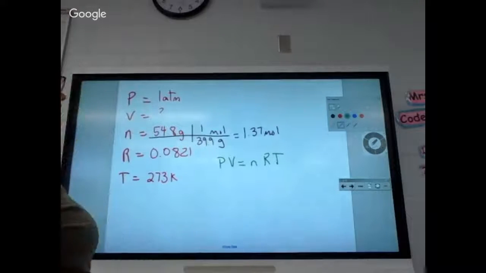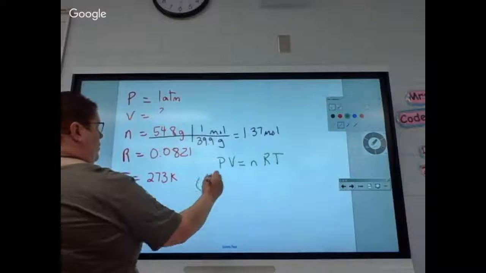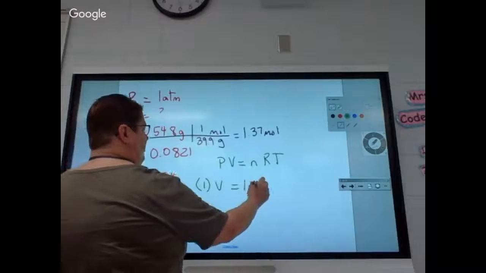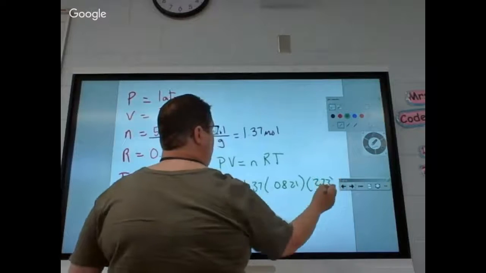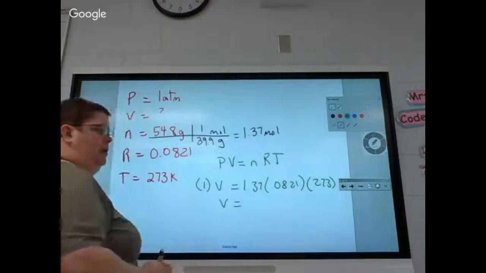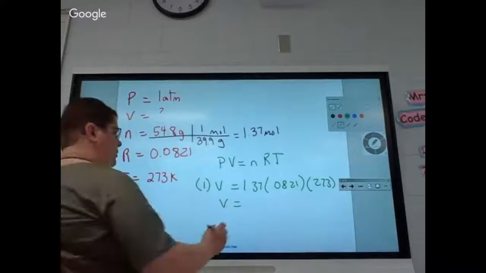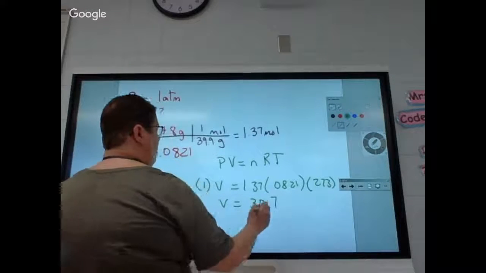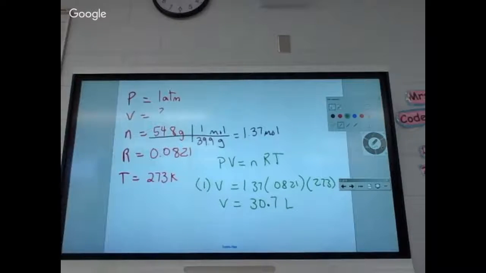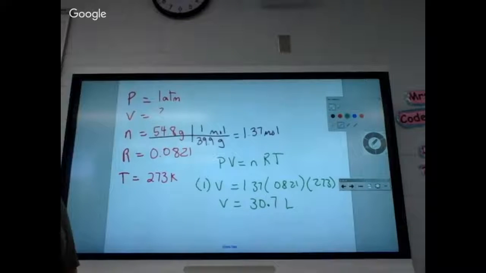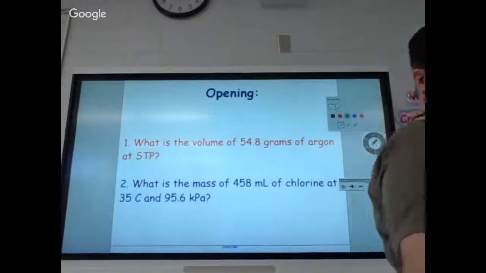So all that's left is to solve. 1, we don't know V, 1.37, 0.0821, temperature is 273. Now you get a number. So V equals 30.7. What unit goes on a volume when I'm solving with an R? Liters. And you put liters on it. Questions? No. Now, for those of you who don't remember how to do that from yesterday, you think you can try number 2 now? All right, you try number 2.